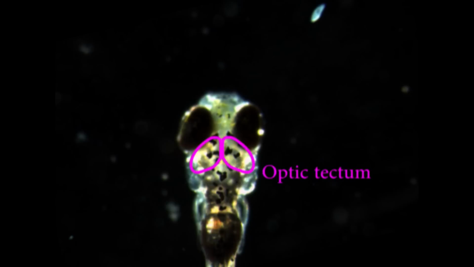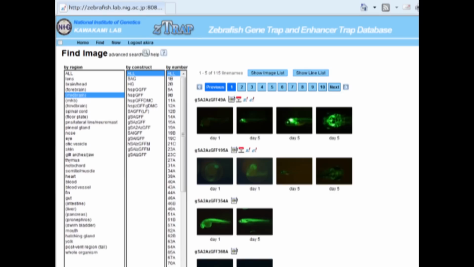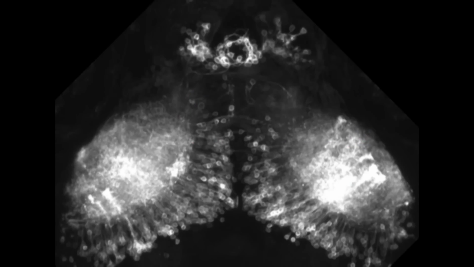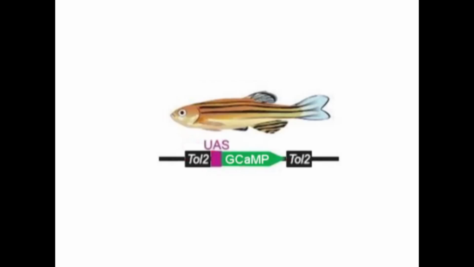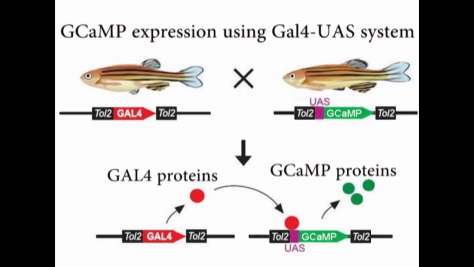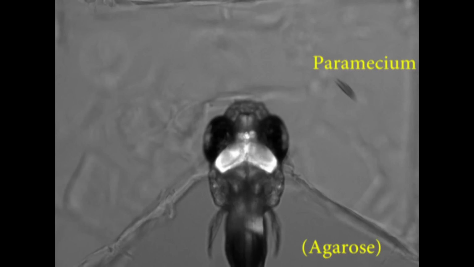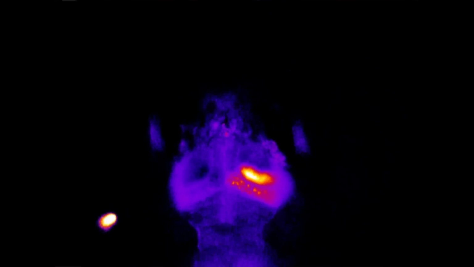In fish, the optic tectum is the center for visual information processing. So first, we looked at our database and chose one GAL4 line in which GAL4 was expressed in the optic tectum. On the other hand, we generated UAS:GCaMP7a transgenic fish. By mating that GAL4 fish with UAS:GCaMP7a fish, we expressed GCaMP7a in the optic tectum of the larvae. The experiment is straightforward. We let the paramecium swim around the larva and do calcium imaging using a fluorescence microscope.